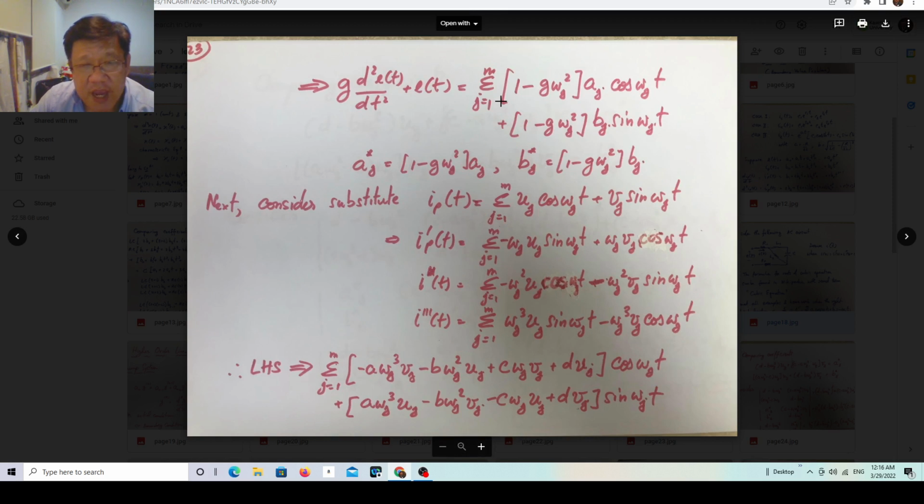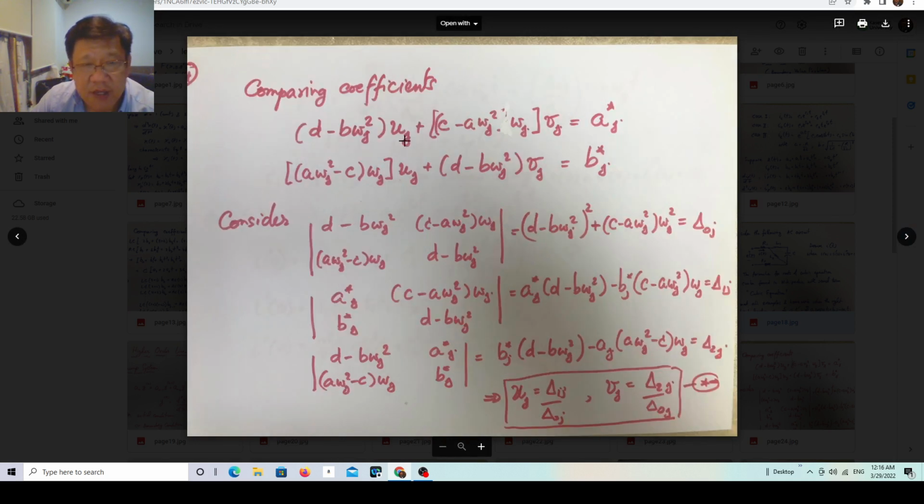Okay, for each j, you know that this is the constant, the term that multiplies cos omega jt, which for each j needs to equal this term on the left hand side. But on the left hand side, there are similar terms like u sub j that you can combine coefficients together with v sub j, and that's what we did here.